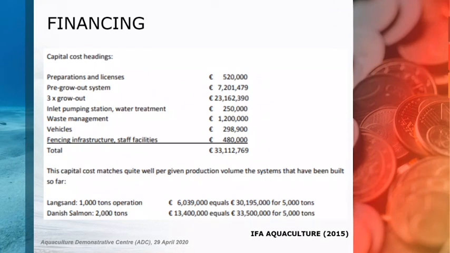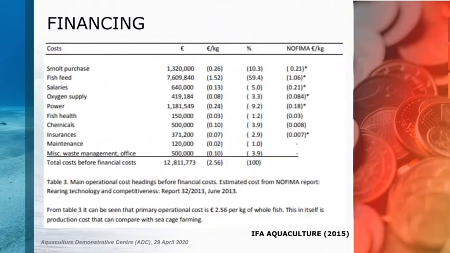And then on the bottom, Langsand and Danish Salmon, there are 2 farms which are currently operating, and their costs are: the Langsand is a 1,000 ton operation, and it's like 6 million something euro, and the Danish one is 2,000 tons, and it's like 13,400,000 euros. When you multiply it with the coefficient to reach the 5,000 tons, it is very similar to what they have come up with, like 33,112,000 euro.